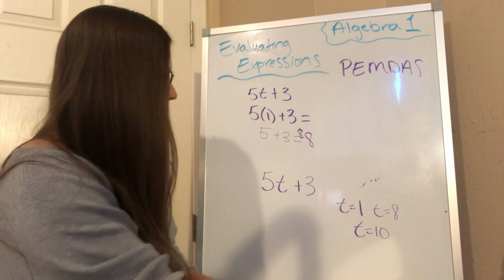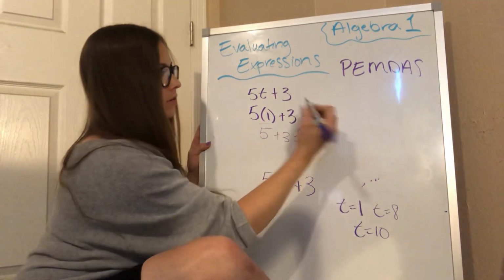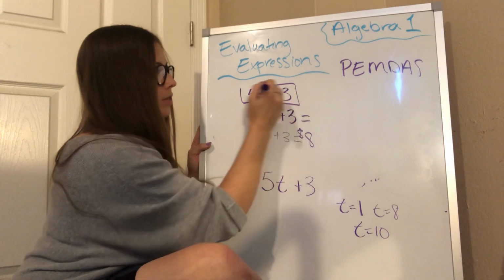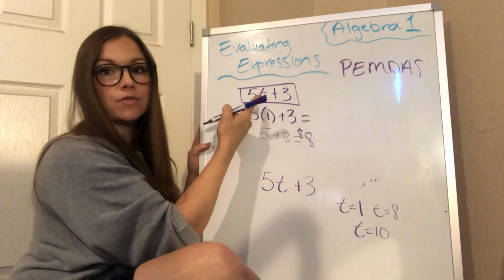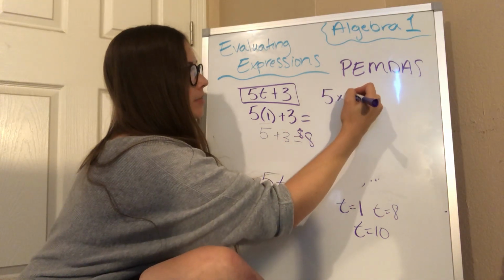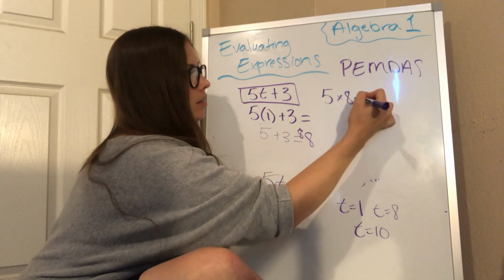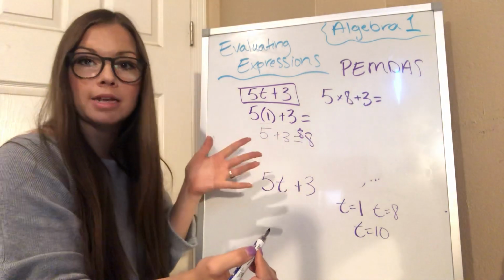Now let's see if you buy 8 tickets. Okay, so here's our original expression. I'm going to plug in 8 for that t. So 5 times 8 plus 3 would be how much I would spend if I bought 8 tickets.